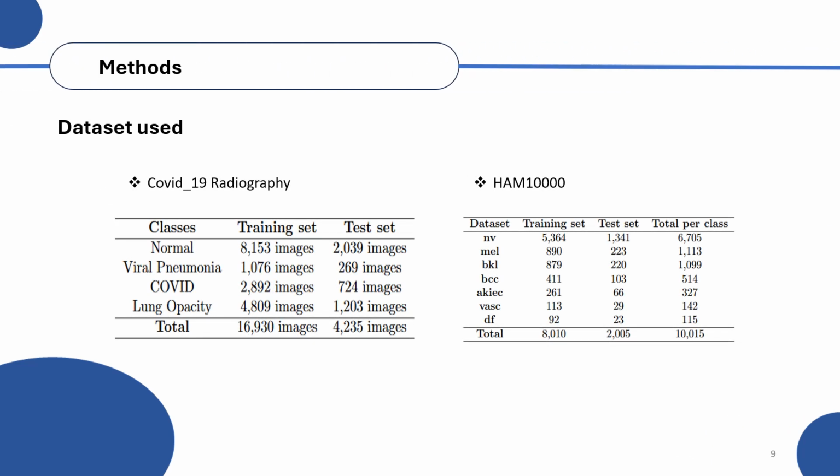We worked on two datasets, the COVID-19 radiography and the HAM-10,000 dataset. The COVID-19 radiography dataset contains 16,913 training images and 4,235 test images, divided into four classes: normal, viral pneumonia, COVID-19, and lung opacity. The HAM-10,000 dataset consists of 8,010 training images and 2,005 test images. It's used for skin disease classification and includes 7 classes such as melanoma, NV, BCC, and others.